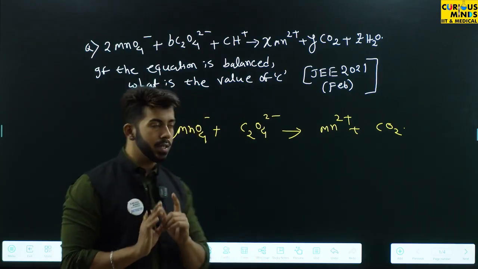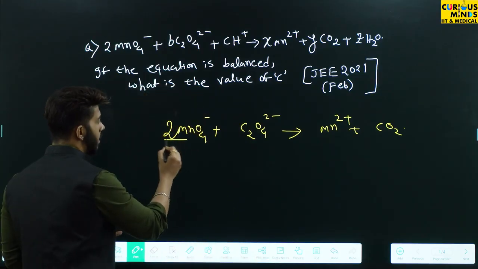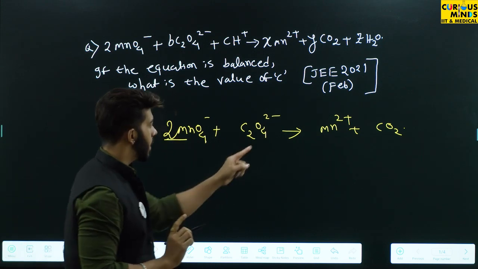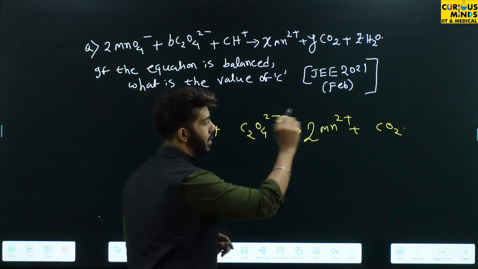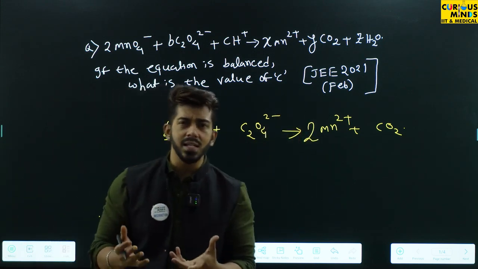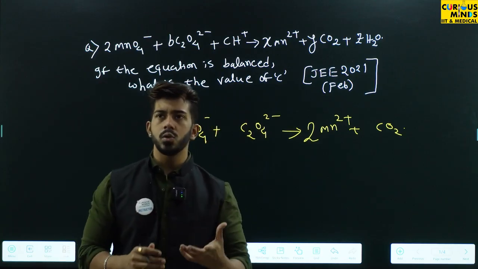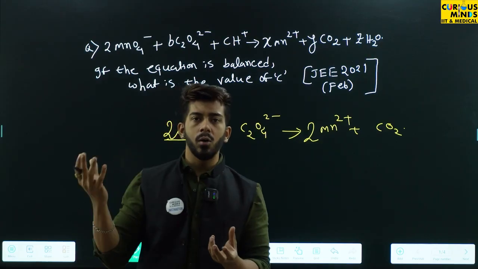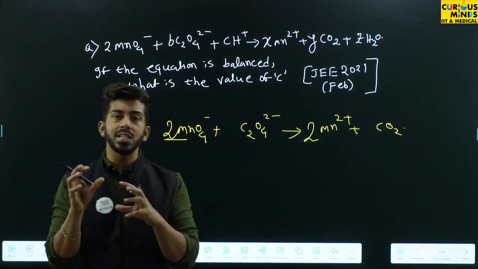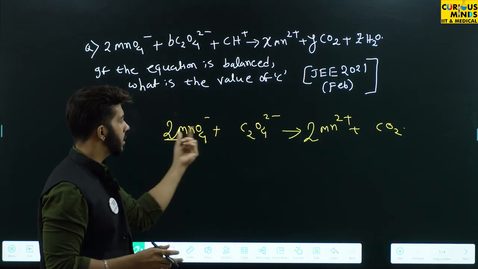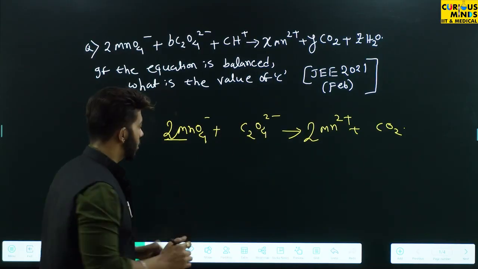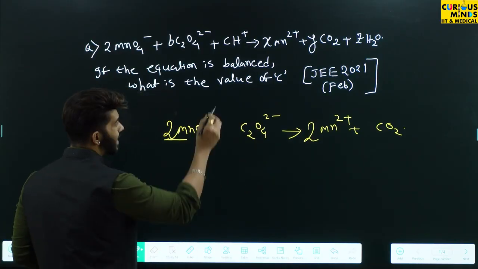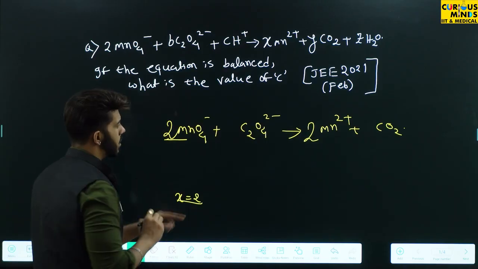Now the very first thing is, can you see 2 manganese are there? Here, can I write 2 to balance out? You know the very basic balancing, right? How to do balancing: you have to just equalize the number of moles of each atom. So here 2 manganese are there, 2 manganese are there. So we got X, but actually our concern is C, not X. So we got X, which is 2.